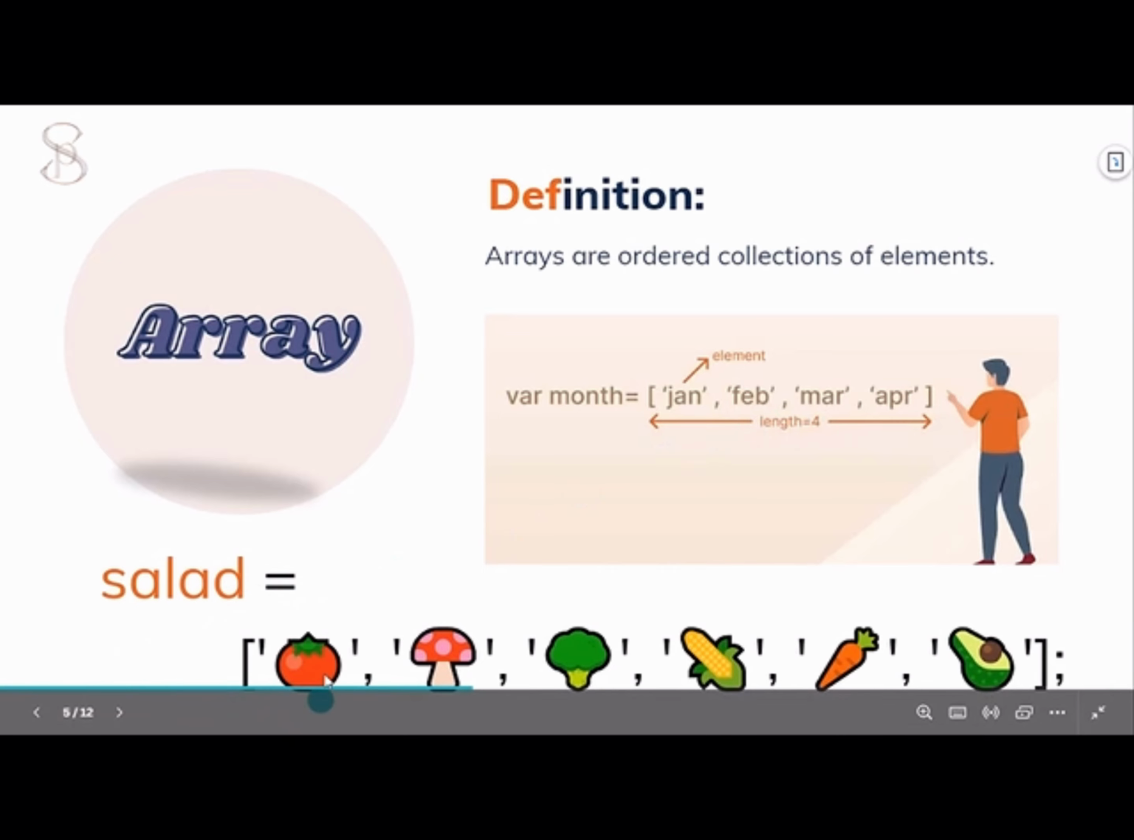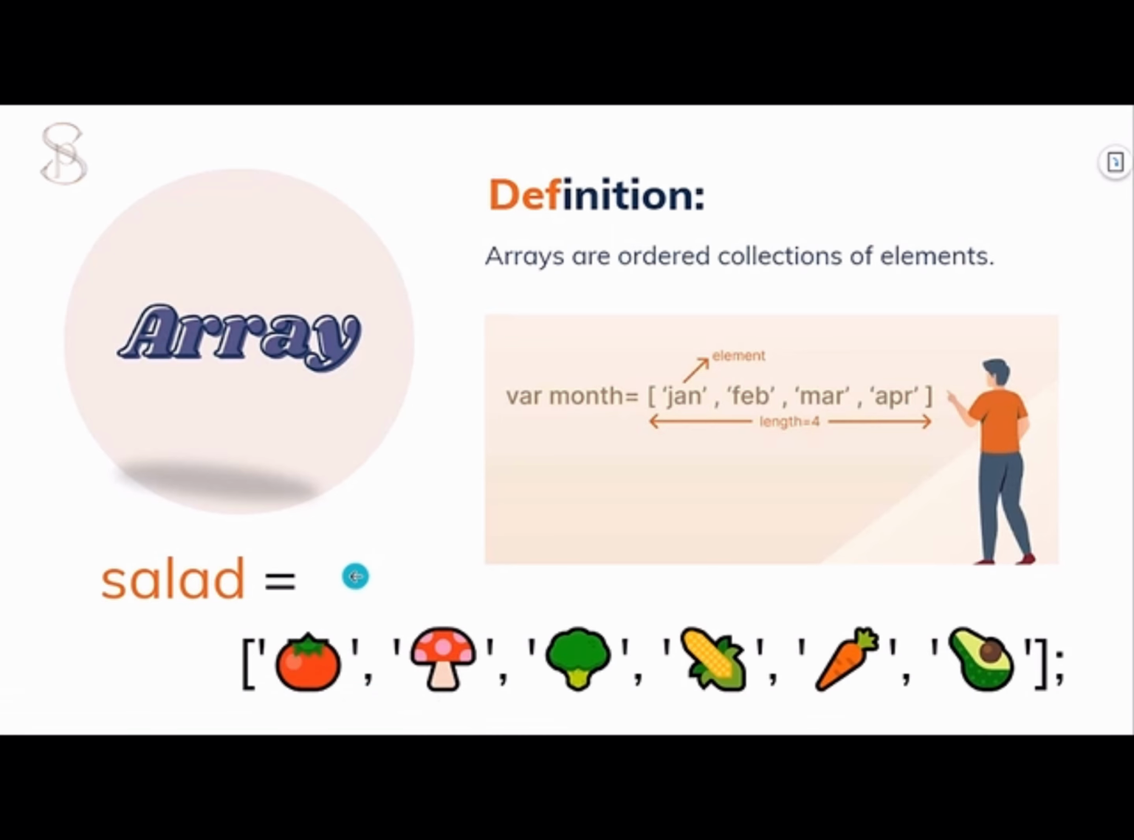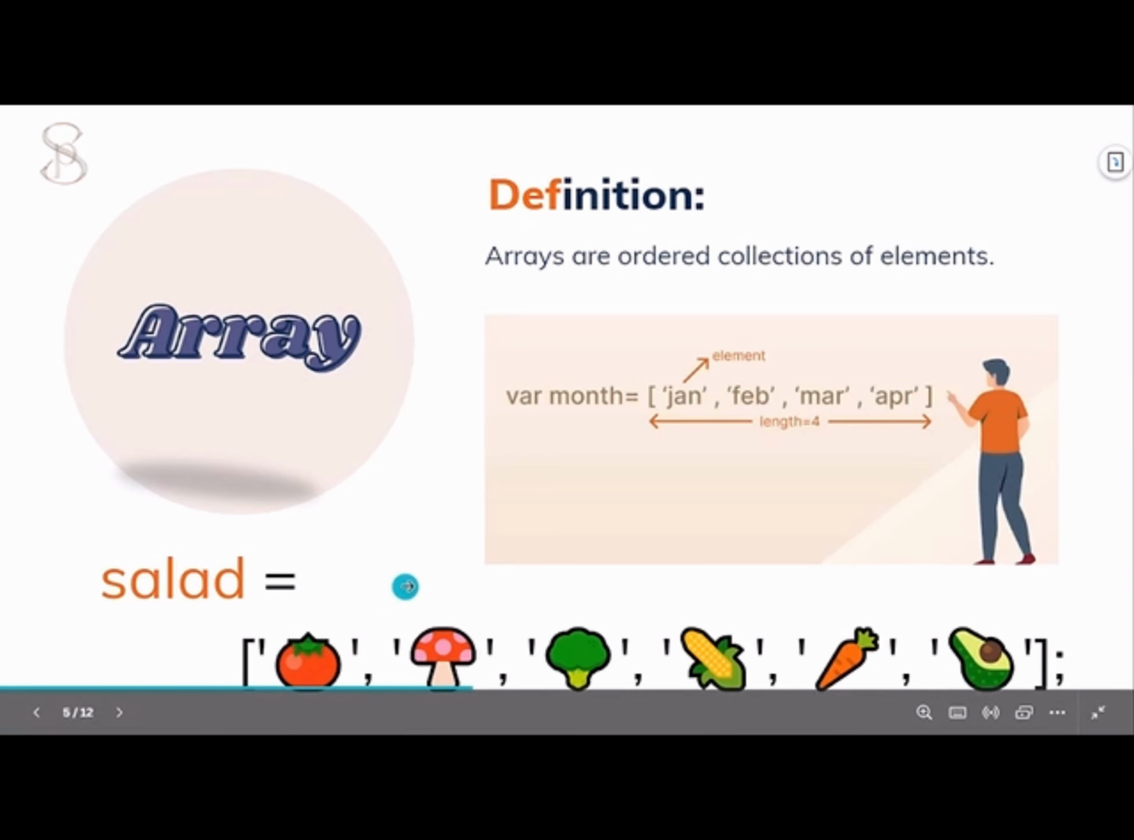I am saying a real time example. So let's take a salad as an array. In that salad, we are keeping elements like tomato, mushroom, broccoli, corn, carrot and avocado. These will all be in an array. These are single elements ordered together and placed in an array.